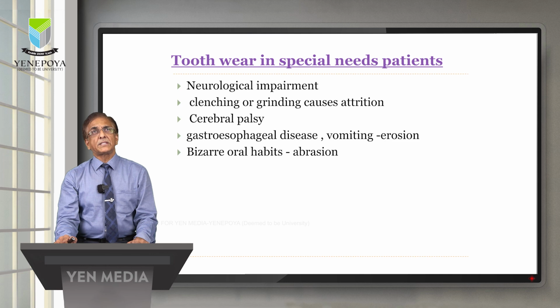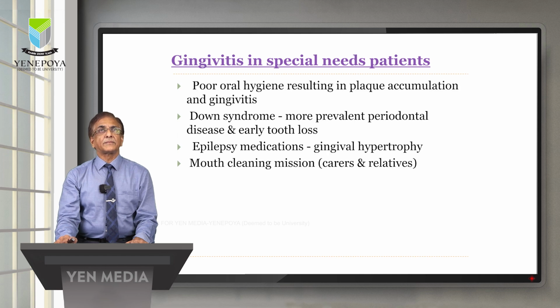Now these special needs patients have tooth attrition problems, or tooth wear and tear, depending on conditions like neurological impairment, clenching or grinding causes attrition, cerebral palsy, gastroesophageal diseases, vomiting or erosions, and different types of oral habits.